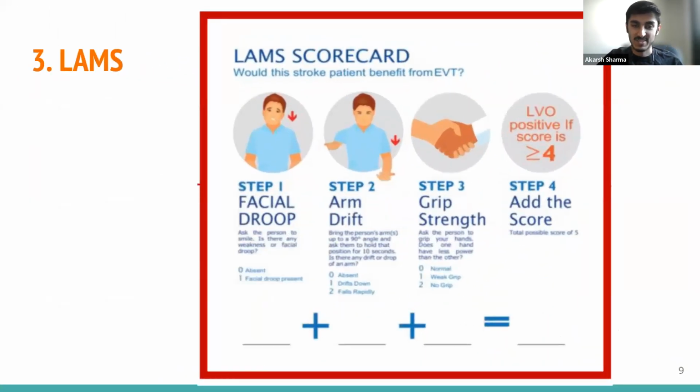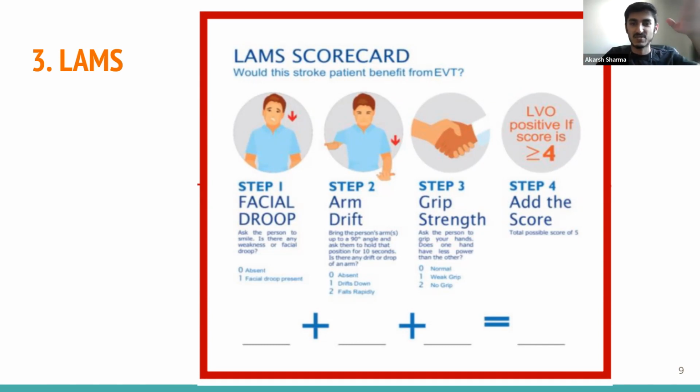So the current method, as I mentioned, is the LAMS technique. This is what the paramedics currently use to assess if someone has a stroke, or a large vessel occlusion rather. It's a few measurements that the paramedic does. They observe the facial droop, whether the face looks normal, and they assign a score between 0 and 1. Similarly, for the other, 0 to 2, they assign a score.